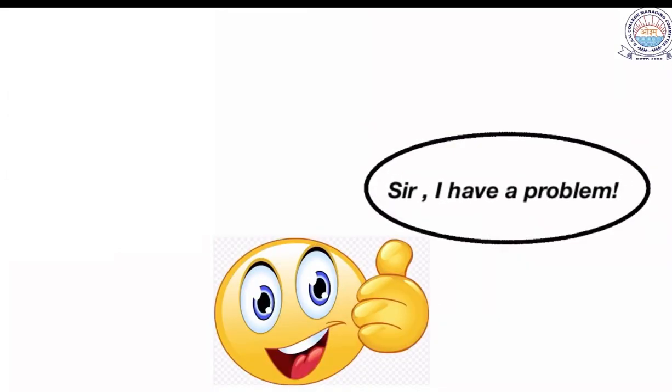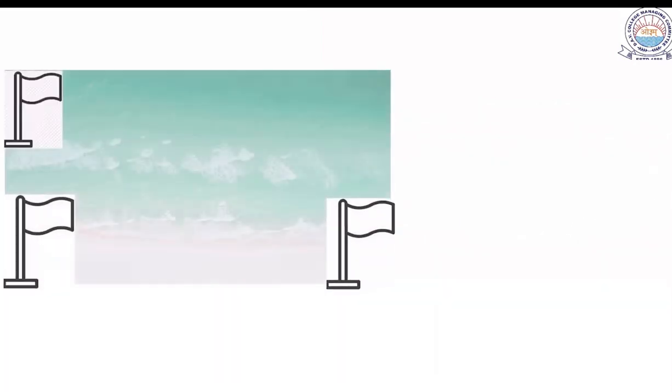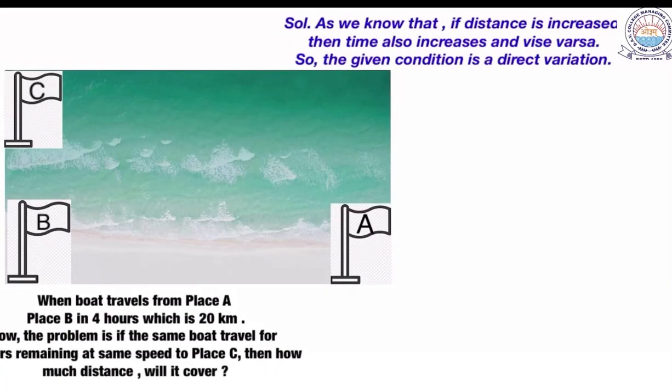What happened, problem man? You again have a problem. Okay, let us see what your problem is. Your problem is: a boat travels from place A to place B in 4 hours, which is 20 kilometers. If the same boat travels for 7 hours with the same speed, then what is the distance? When the boat travels from place A to place B, it takes 4 hours, and when it travels from place A to place C, it takes 7 hours.